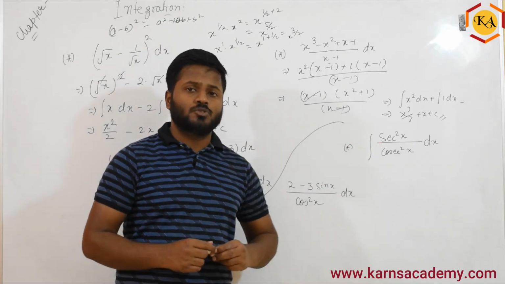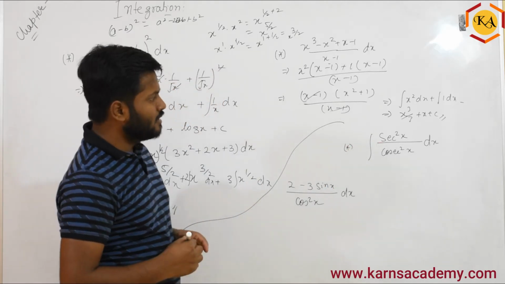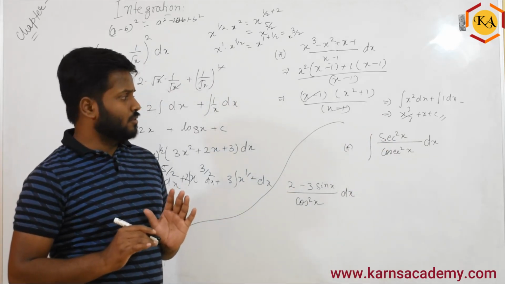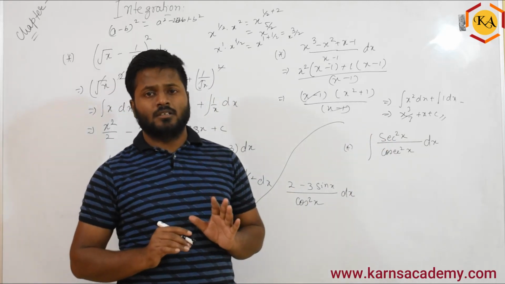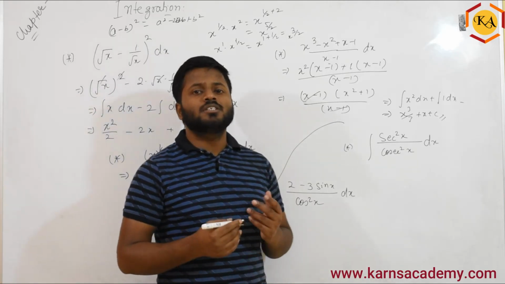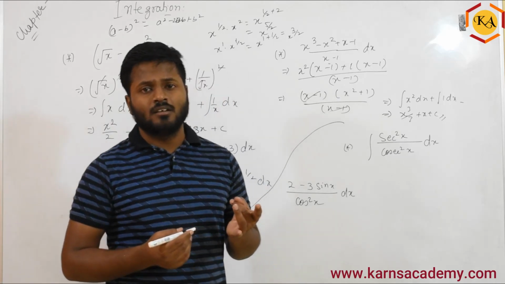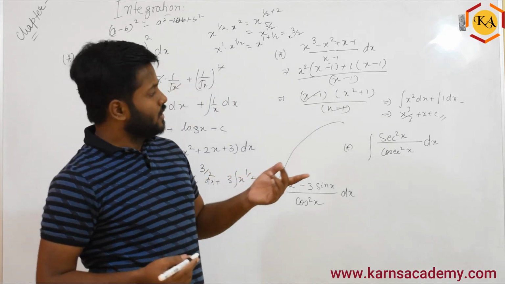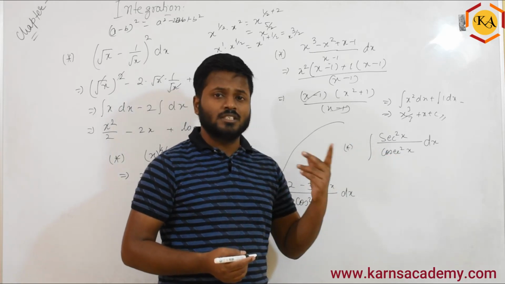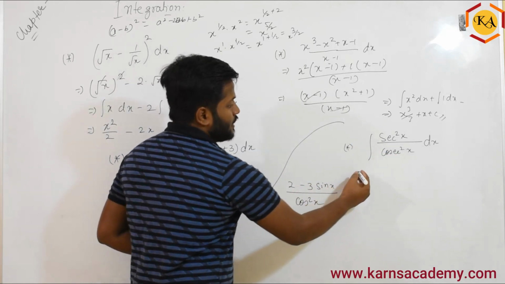Let me just show you how to solve this particular thing. Here, secant square by cosecant square, I can't do anything. Frankly talking, we can't do anything. So how do we solve this? We try to convert into the other ratio. So what are the different ratios we have? Sine, cos, tan, secant, cosecant and cot. So what is the opposite of secant? Cos. What is the opposite of cosecant? Sine. So can we convert that?